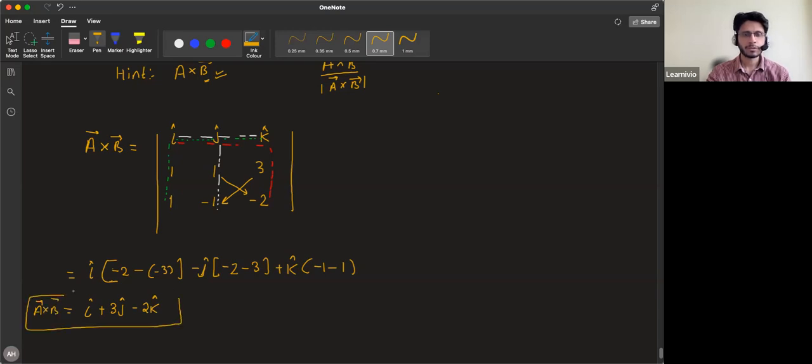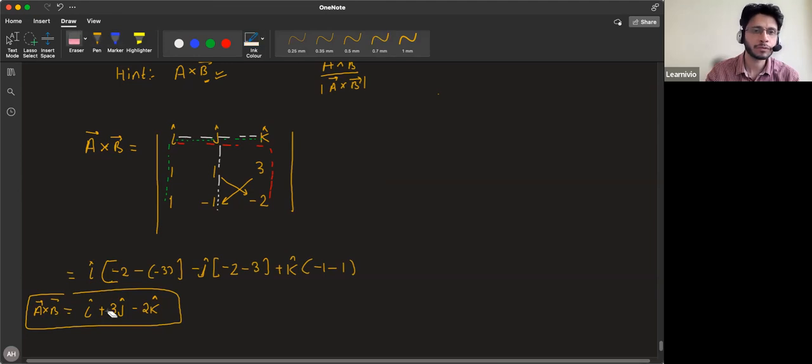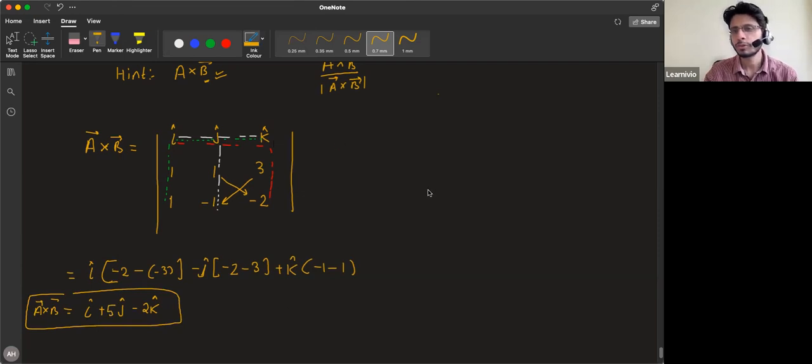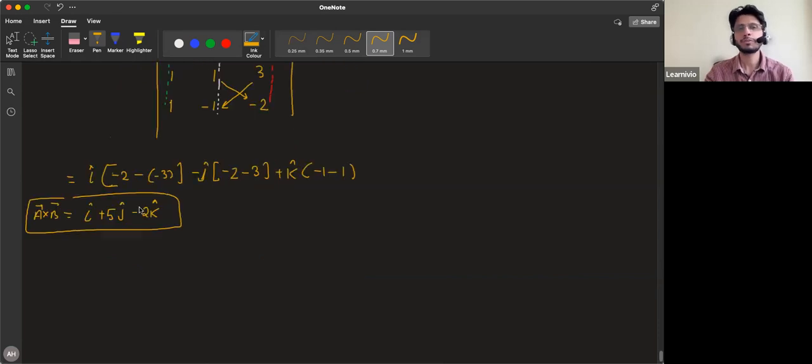So how's the 3 j cap? Sorry, it's 5, right? Sorry, it's 5, yes. That's 5. Minus 3 minus 2. So who was getting the right answer? Farhat was not correct. Hanifa made a mistake in the second term in the negative sign. Yes, Aksa was getting the right answer, and 5 minus 2. Saifullah was getting the right answer, and yes, Ellen also. So A cross B is i cap plus 5 j cap minus 2 k cap.